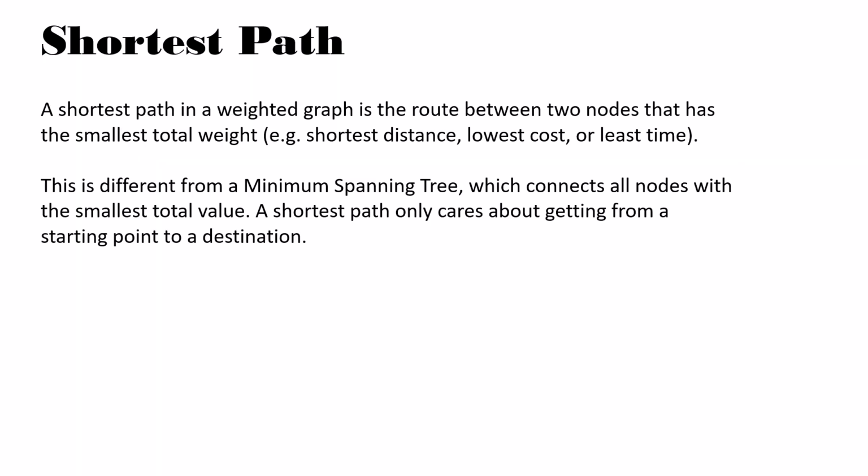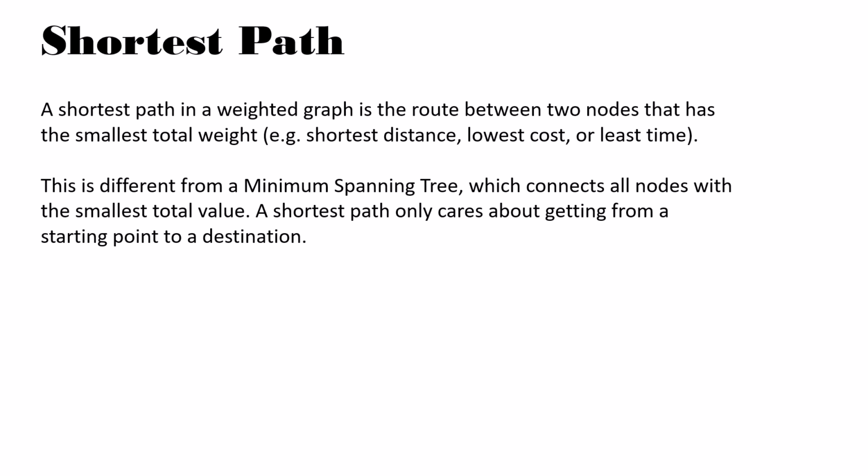So when we talk about shortest path, what we're talking about is the shortest route to get between two nodes. And although we talk in terms of distance, these numbers can talk about costs or time or anything like that.